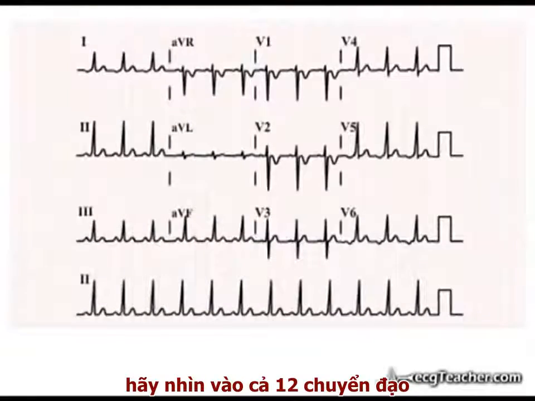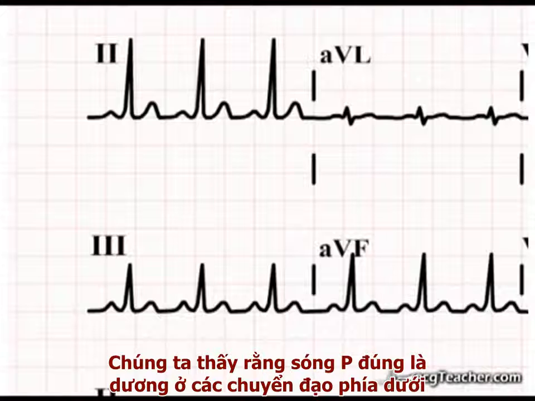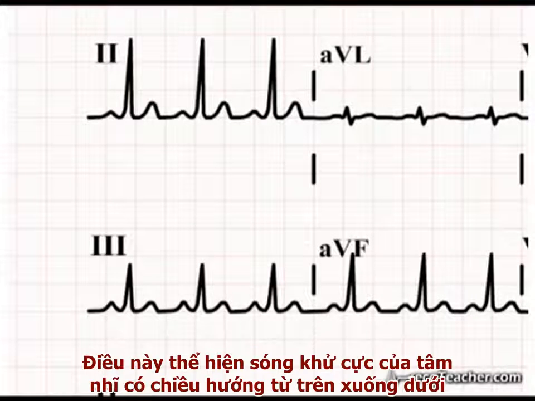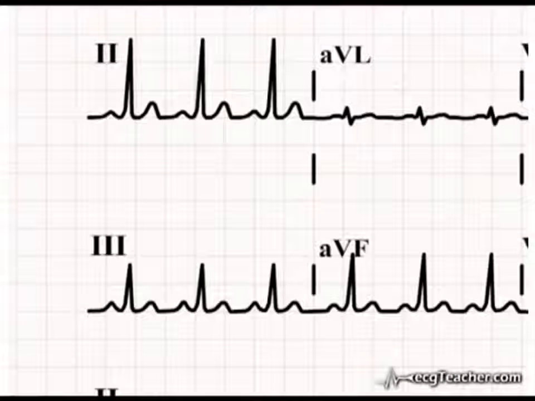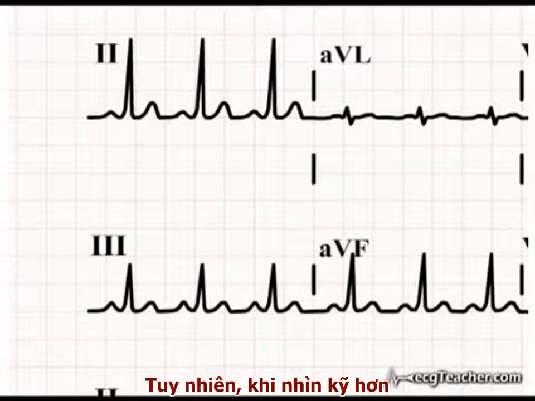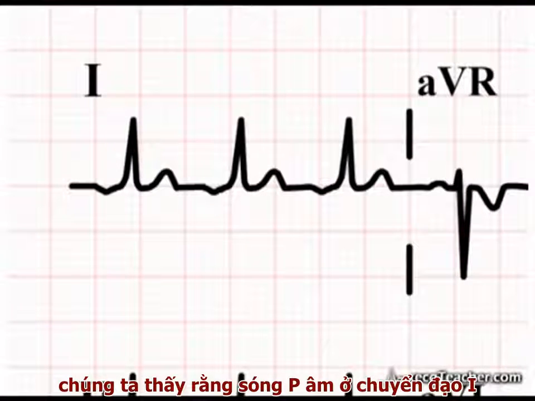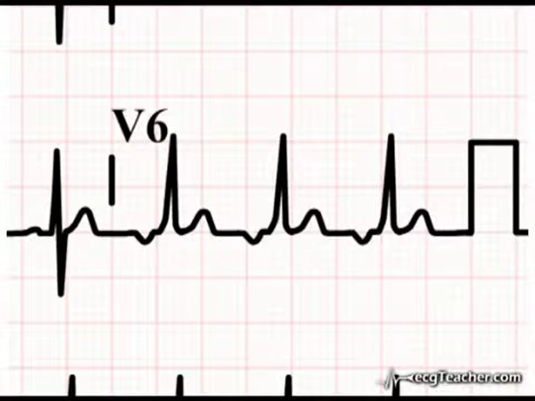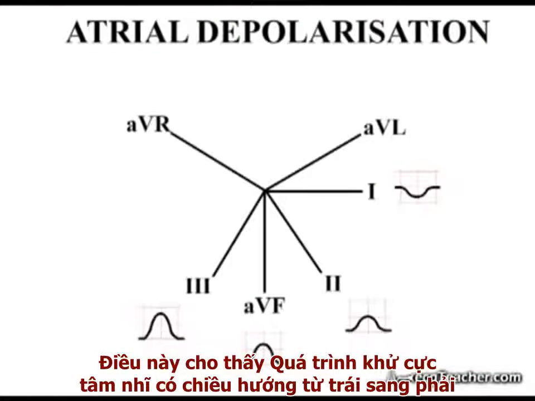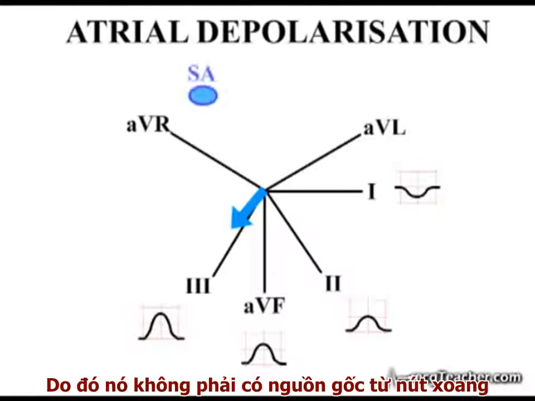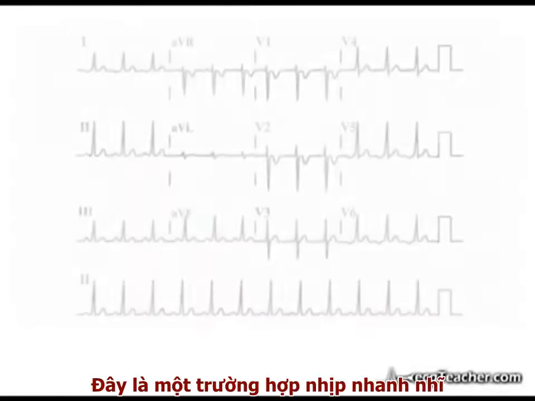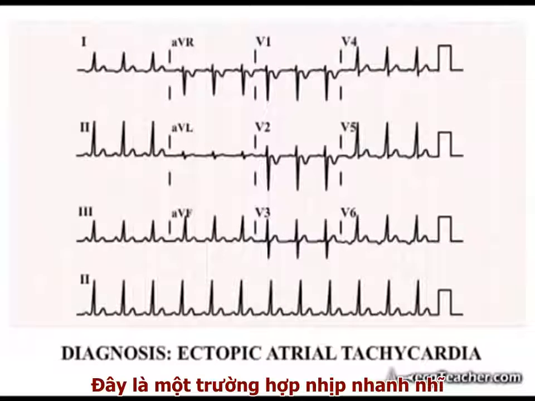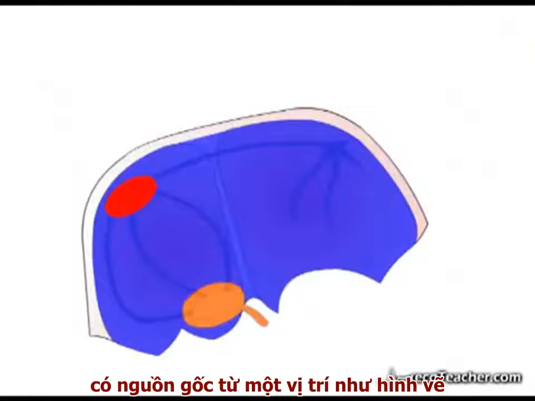Looking at the full 12-lead ECG, we note that the P waves are indeed positive in the inferior leads, indicating that the bulk of atrial depolarization is moving downwards from its origin. However, on closer inspection, we note that the P waves are negative in lead 1 and V5 and V6. This indicates that atrial depolarization is predominantly moving from left to right, and therefore does not originate in the sinoatrial node. This is in fact an ectopic atrial tachycardia, originating from the focus indicated.